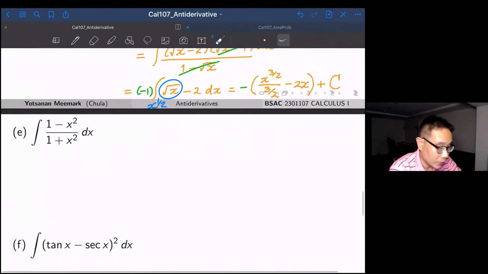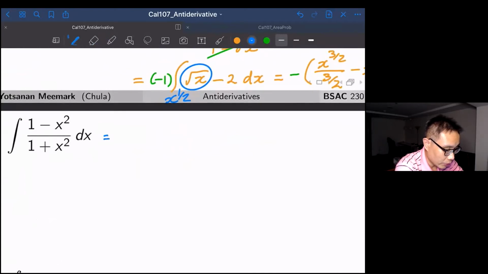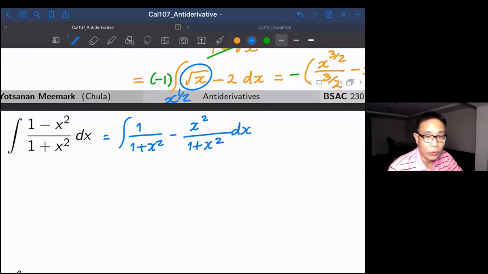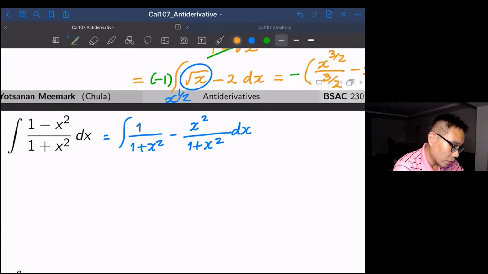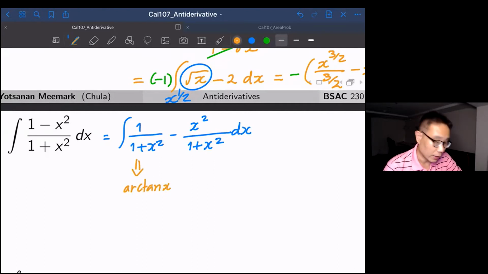The next one, you like to integrate 1 minus x squared over 1 plus x squared dx. So for this one, you do the same thing. You're going to write this one as 1 over 1 plus x squared minus x squared over 1 plus x squared dx to see what's going on first. And you see that you have no problem with this term. This term turns out to be just arctan x. Okay, so this term is going to be just arctan x, no problem.